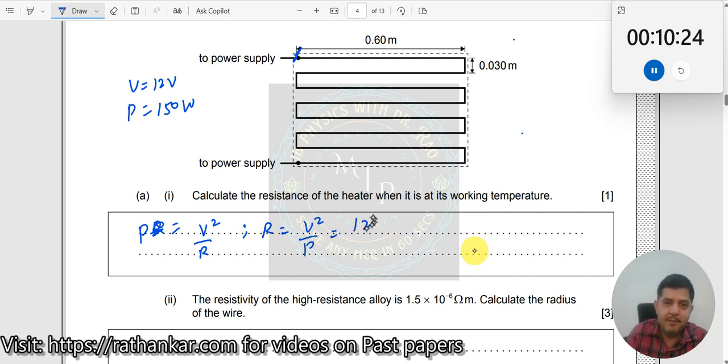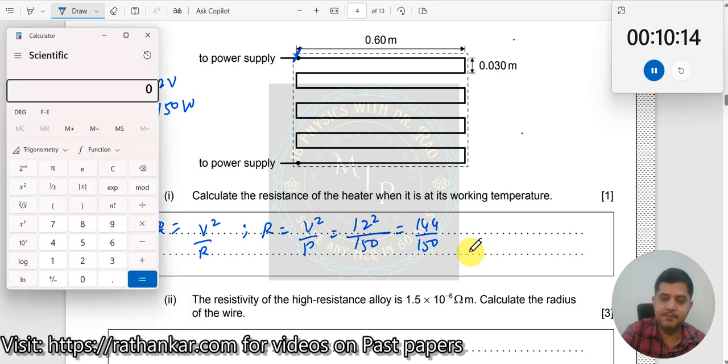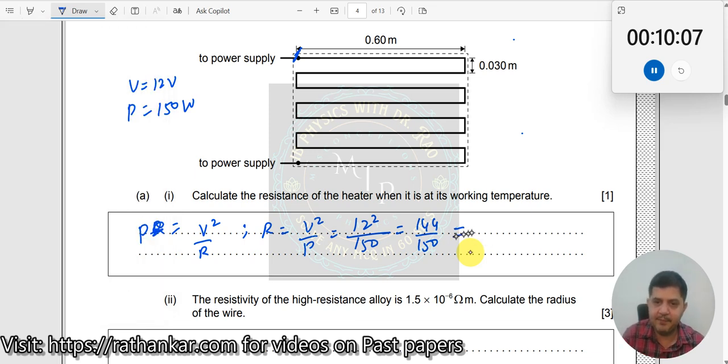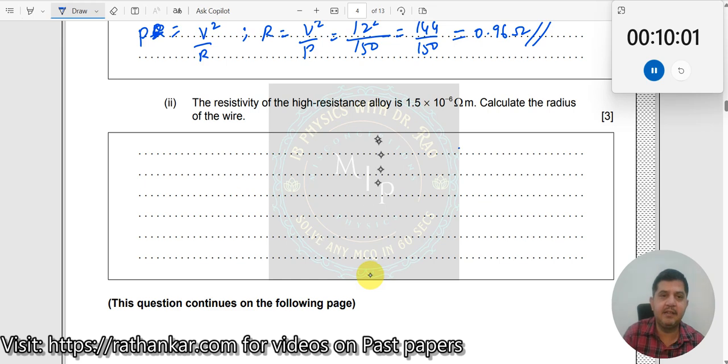Substitute this. It becomes 12 square divided by 150, which is equal to 144 divided by 150. This will be 0.96. Thus the answer here is 0.96 ohms. Then next, the resistivity of the high resistance alloy is given. Calculate the radius of the wire.